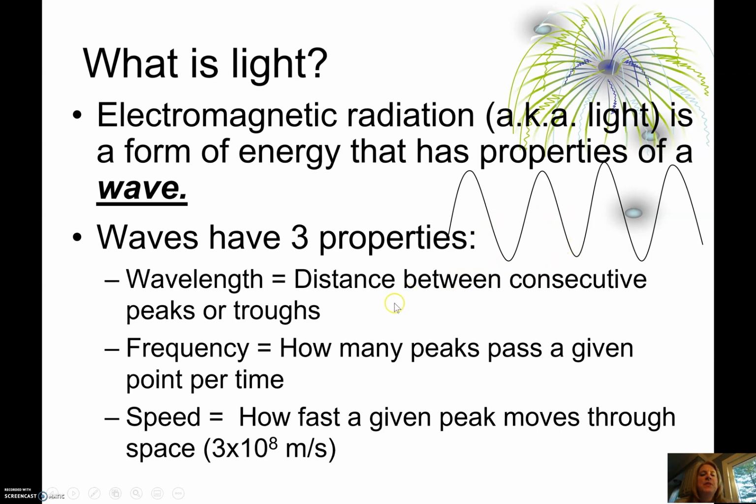That's what wavelength is. Frequency is actually related to time. It's about how many peaks pass a point in a given amount of time. And in fact, the frequency has a unique unit. It's called the hertz. Another property of light is speed. What's really cool about light is all light travels at the same speed. In a vacuum, that's 3 × 10⁸ meters per second, which is super fast. That's why you see lightning before you hear thunder, because sound travels much, much slower than light does.